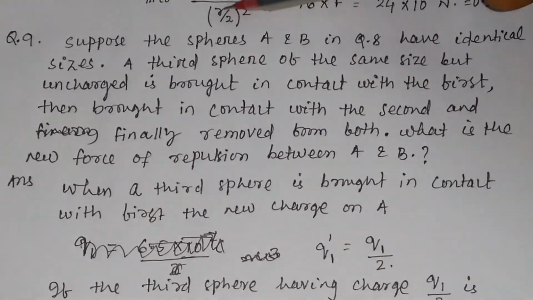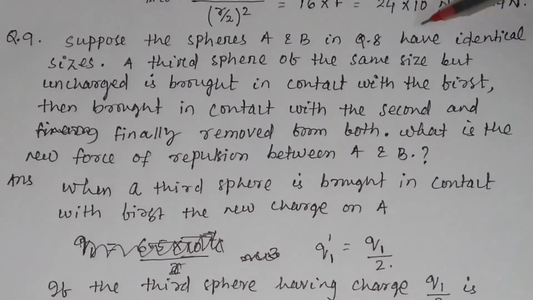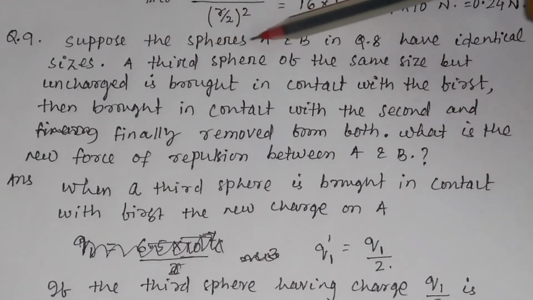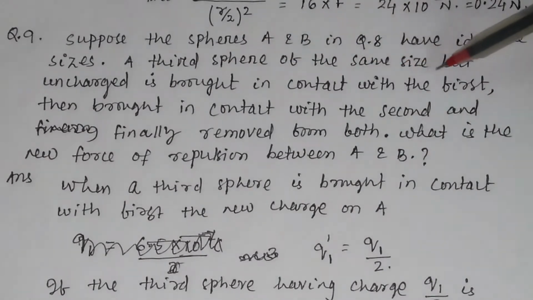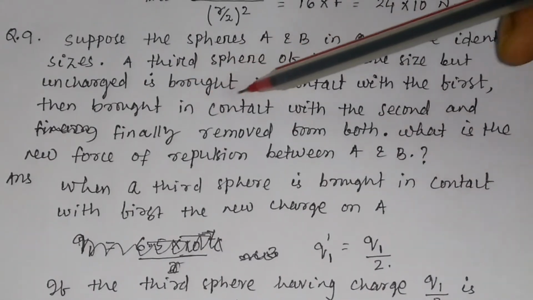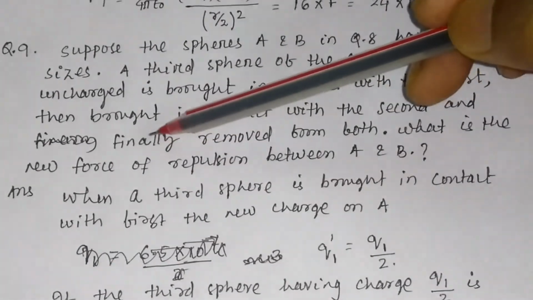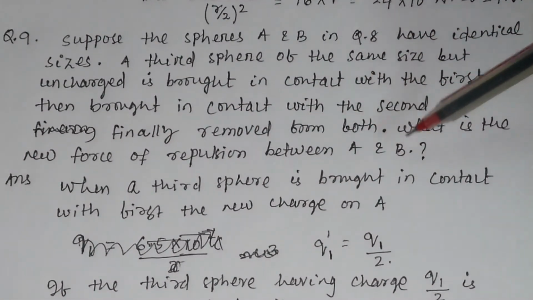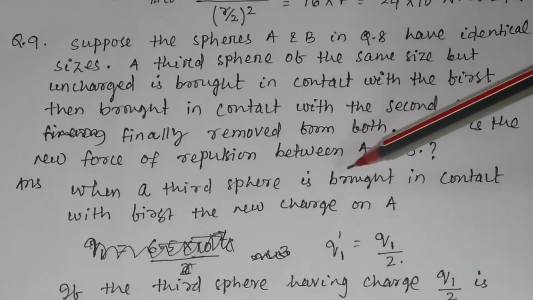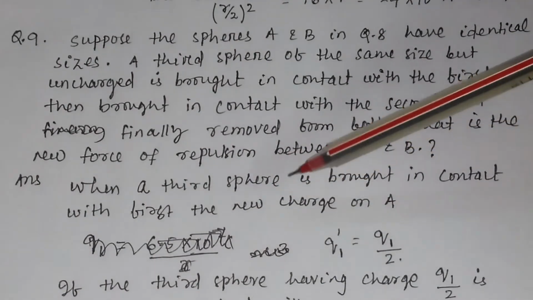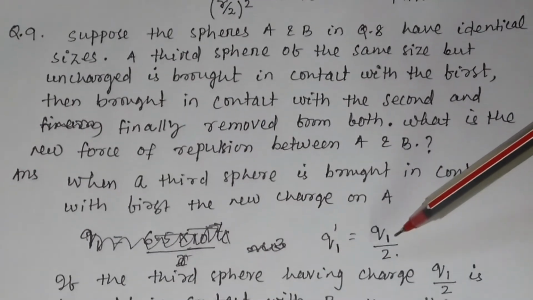Next question: suppose the spheres A and B in the previous question have identical sizes. A third sphere of the same size but uncharged is brought in contact with the first, then brought in contact with the second, and finally removed from both. What is the new force of repulsion between A and B? So this is very interesting. When the third sphere is brought in contact with the first, the new charge on A will be Q1 by 2 because the charge will be halved.